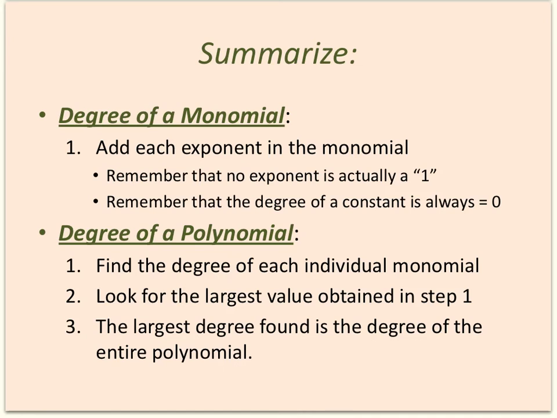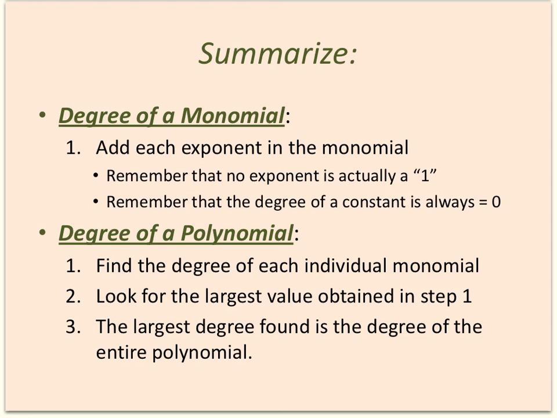So let's summarize. To find the degree of a monomial, just add each exponent that you see in the monomial. And remember that if you don't see an exponent on a variable, then that exponent is actually a 1, and you need to include it in your sum. Also remember that if your monomial is a constant, like a 1, a 2, or a 3, or any other constant value, then the degree of that value is actually 0. Remember, it takes a variable to have a degree, so a constant doesn't have a variable, so its degree is going to be 0.